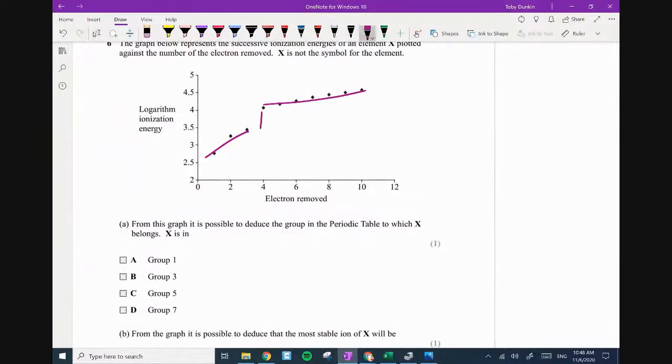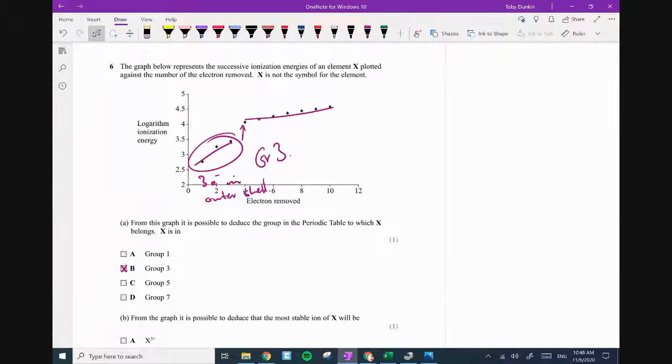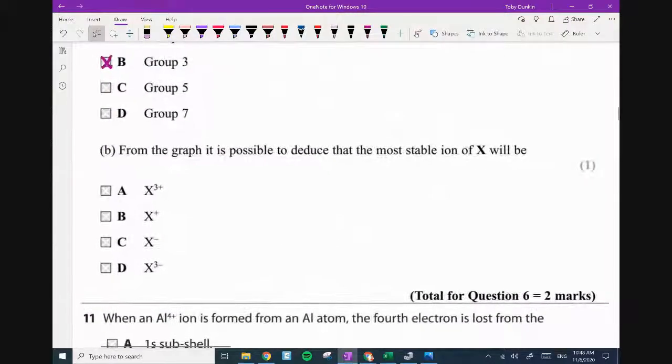So that tells us that it's in group number 3. It's in group 3, because there are 3 electrons in the outer shell. It's learning how to read consecutive graphs. That's what they're doing. The next, from the graph, it is possible to deduce the most stable ion of X. It will be, well, it's going to lose 3 electrons, so it's going to be X3+.